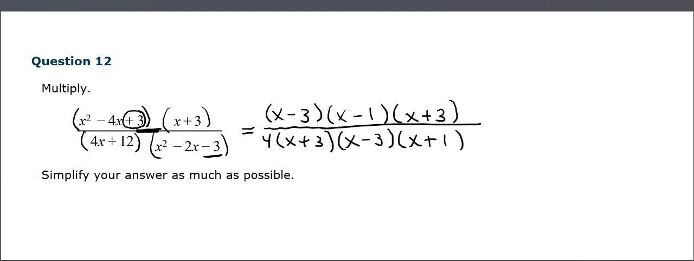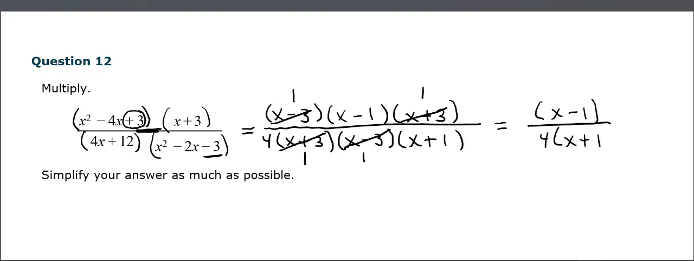So now we look for common factors. So we can start with the x plus 3, which is found in both the numerator and denominator, reduced to 1. The x minus 3 found in the numerator and denominator, and again reduces to 1. Now x minus 1 and x plus 1 cannot reduce. They're not the same, nor are they completely opposite. So what we have left in the numerator is x minus 1, and in the denominator we have 4 times 1, which is 4, times the quantity x plus 1.